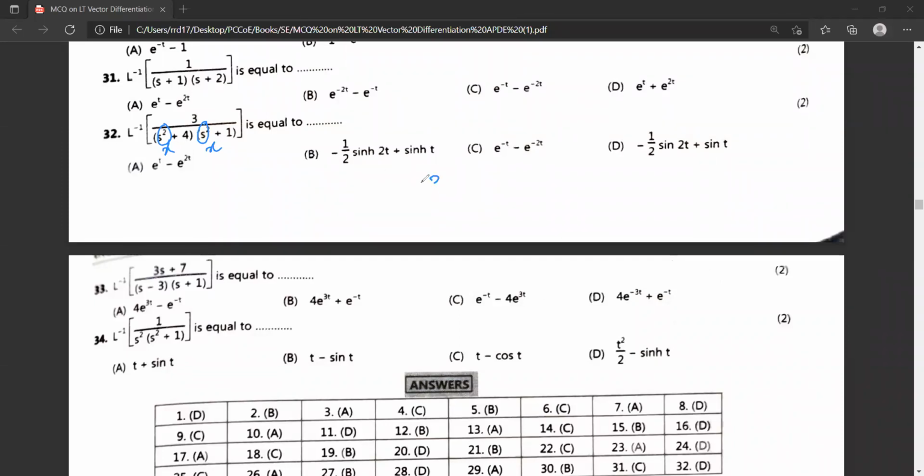So you can write this as 3 upon (x plus 4) into (x plus 1). That is going to be equal to what? A upon (x plus 4) plus B upon (x plus 1). And then do it, that is also fine. You get the same answer. Try it. Okay?